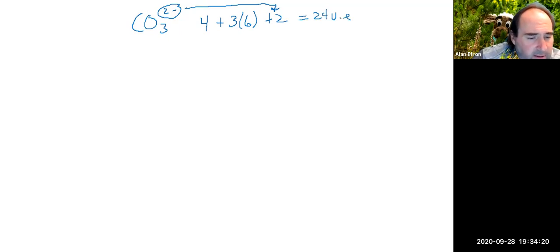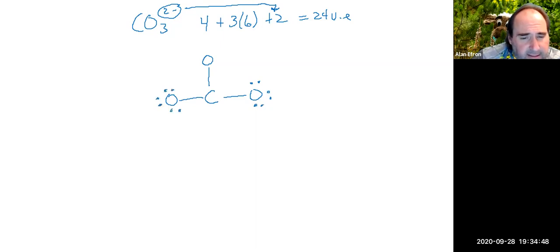So remember, when we draw a Lewis structure, least electronegative in the center, other guys on the outside. We want to do one single bond to everybody. That's going to give us 2, 4, 6 electrons. Rest will go on the outside in pairs. So that's going to be 8, 10, 12, 14, 16, 18, 20, 22, and 24. We have now used all 24 electrons.